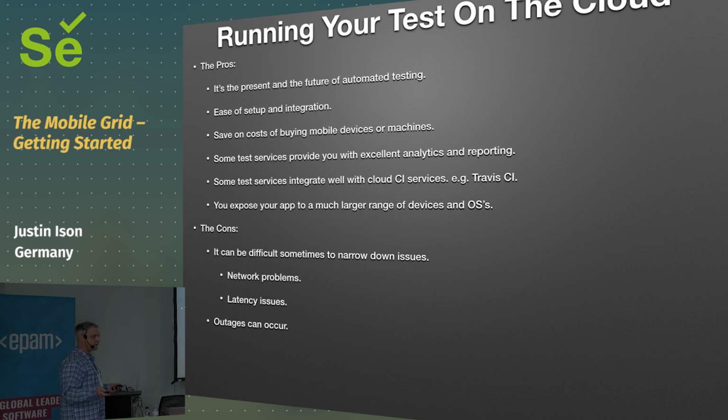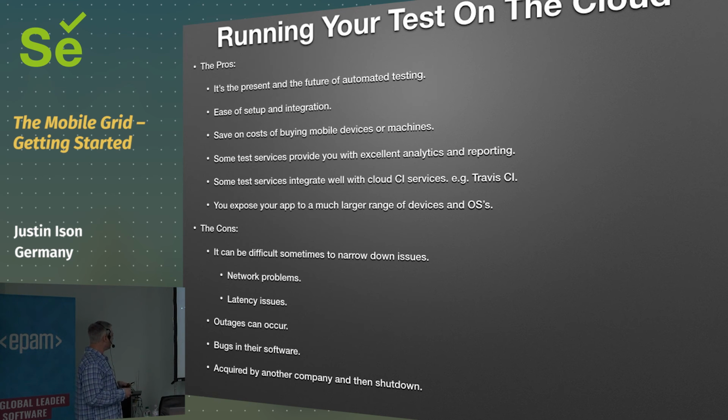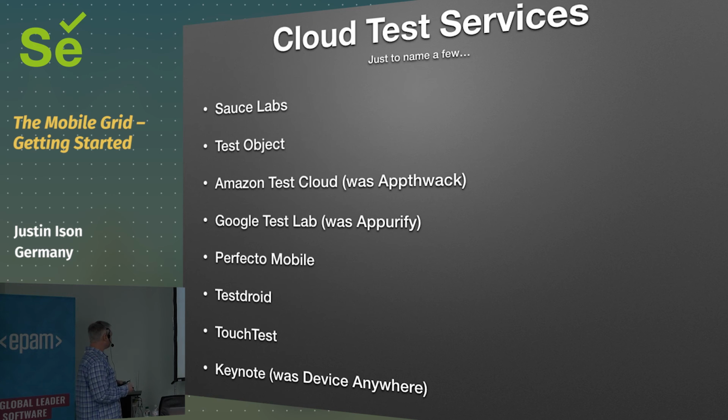Outages can occur. Like every service, the networks could go out. If they are on AWS, they could go out just like all the other services that are on AWS. So, bugs in their software, they could introduce bugs in software easily, just like we can. It happens. It's part of our world. Or they get acquired by another company and then shut down. And this has happened a couple of times. Costs. If you have a rather large test suite, and you're going to run the entire test suite on every single commit, it could be quite expensive after a while.